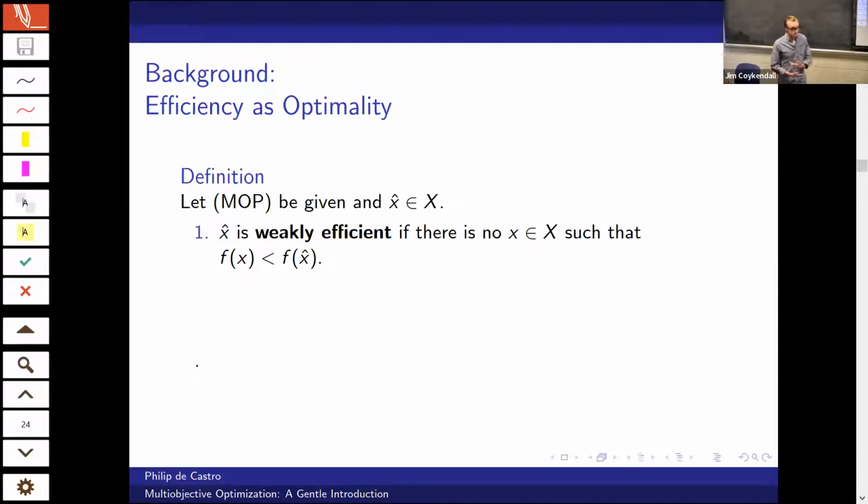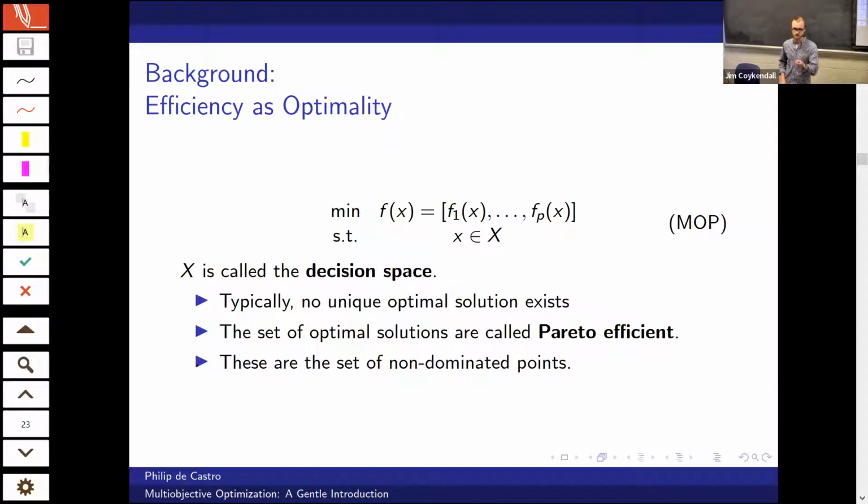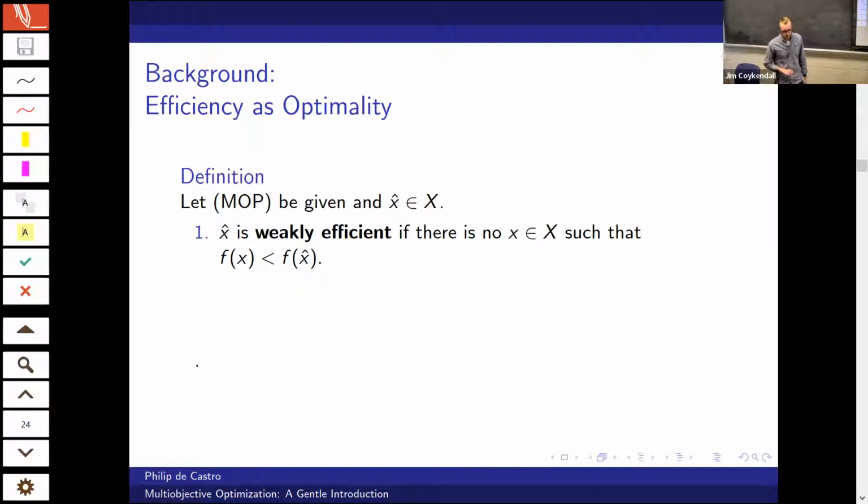All right, so definitions then. This is what we mean by optimality. When you see this problem and it says to minimize, this is what we mean by minimize. We have three different notions of efficiency here. First is weak efficiency. If we have a decision x hat in our decision space, we say it's weakly efficient if I can't find another decision x in my decision space such that f of x is strictly less than f of x hat.